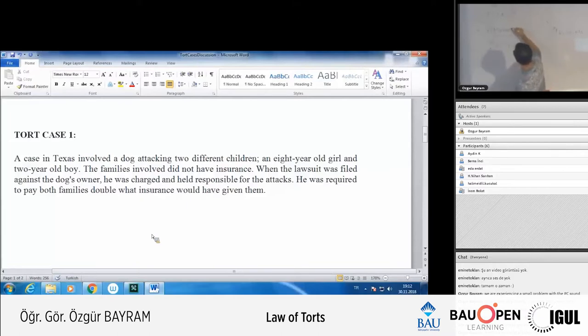Aggravated battery is when you hurt someone, you stab someone, okay? But without killing him or her. And battery is when you hit someone, you're in contact with someone, but without a serious weapon. So like punching or kicking.